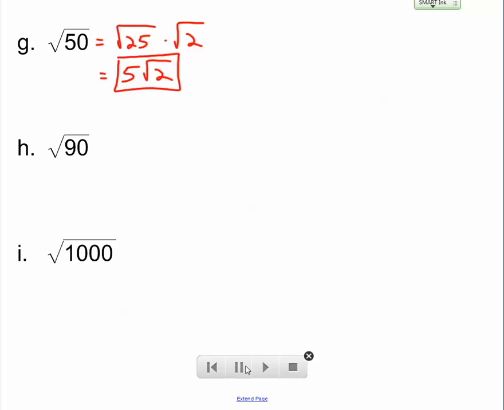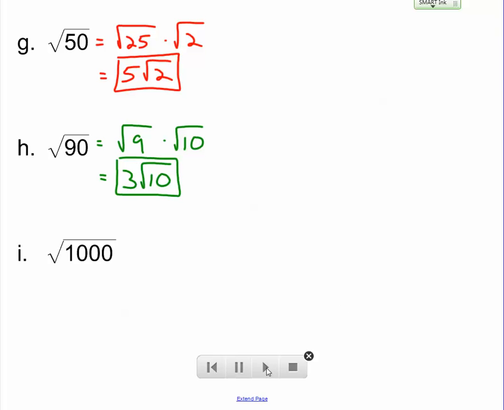Okay, what about the square root of 90? Okay, well, I know 90 is divisible by 9. And the reason I'm saying it's divisible by 9 is because I know that 9 is a perfect square. The square root of 9 is 3. So 3 times the square root of 10, and we are done. Okay, and again, you've got to look at this 10. Is 10 divisible by a perfect square? Is it divisible by 4? Is it divisible by 9? Is it divisible by 16 or 25 or 36? Those are all perfect squares. No, it's not. So I know that this is simplified.